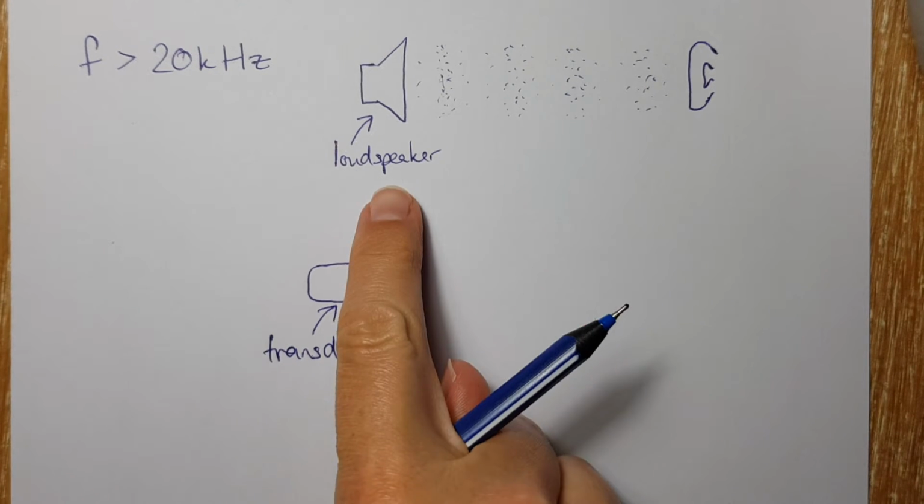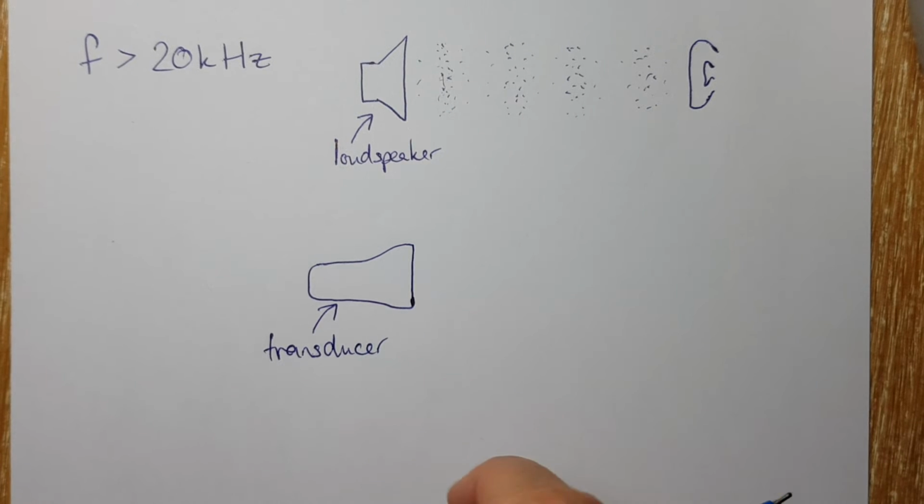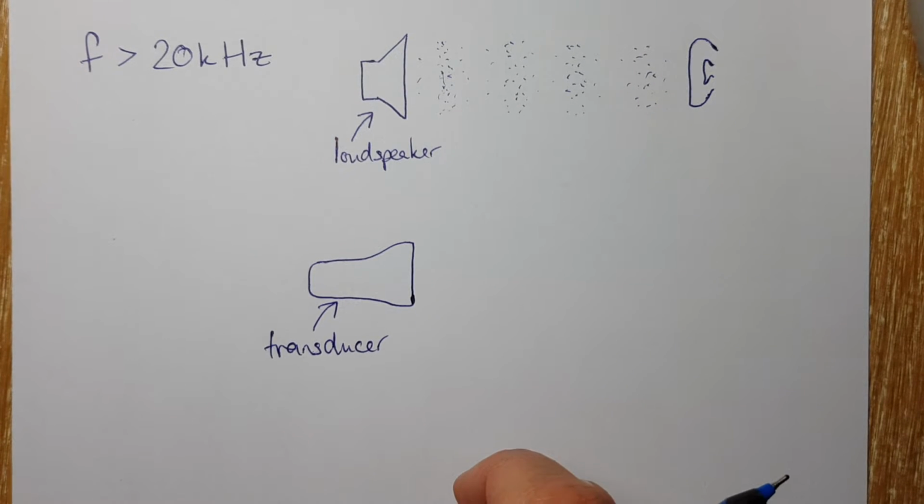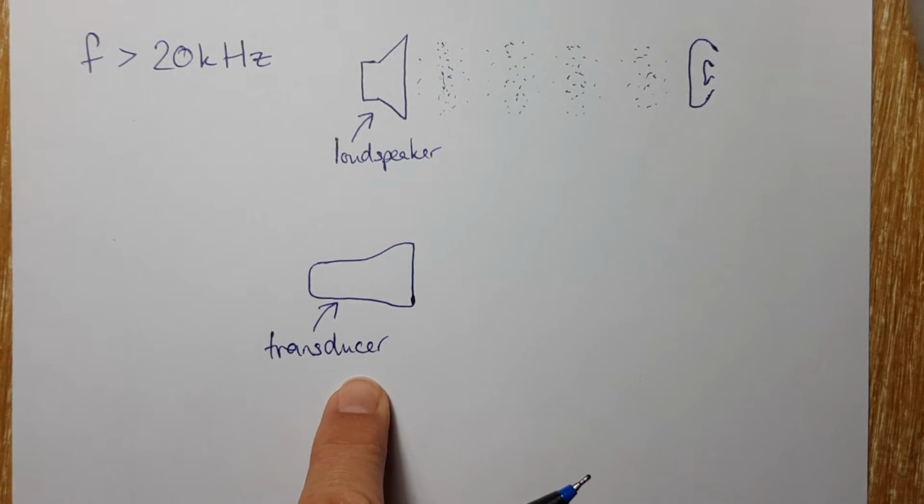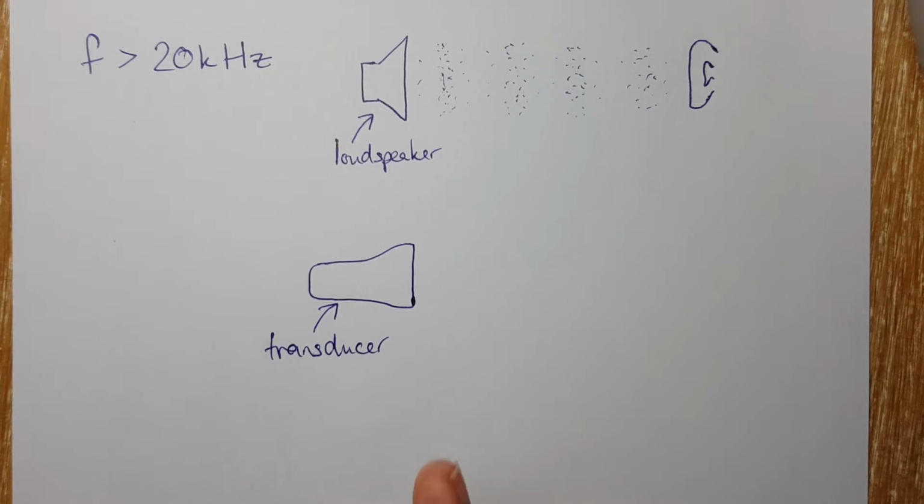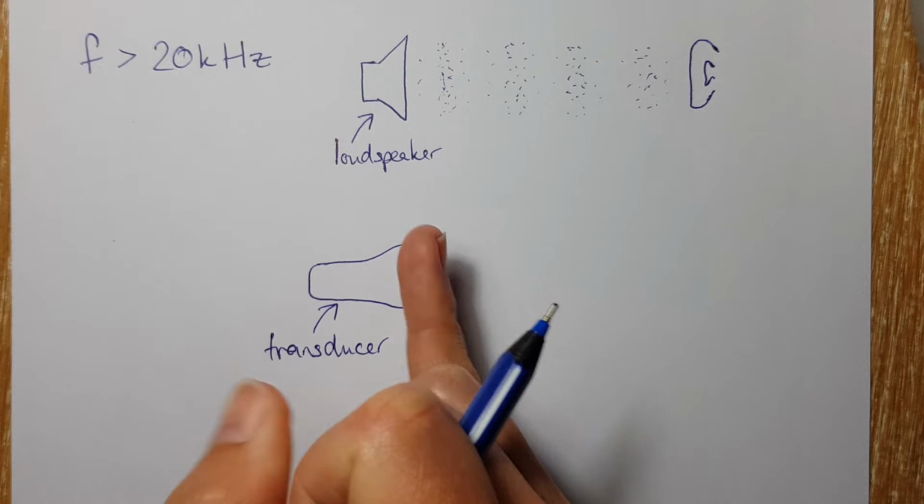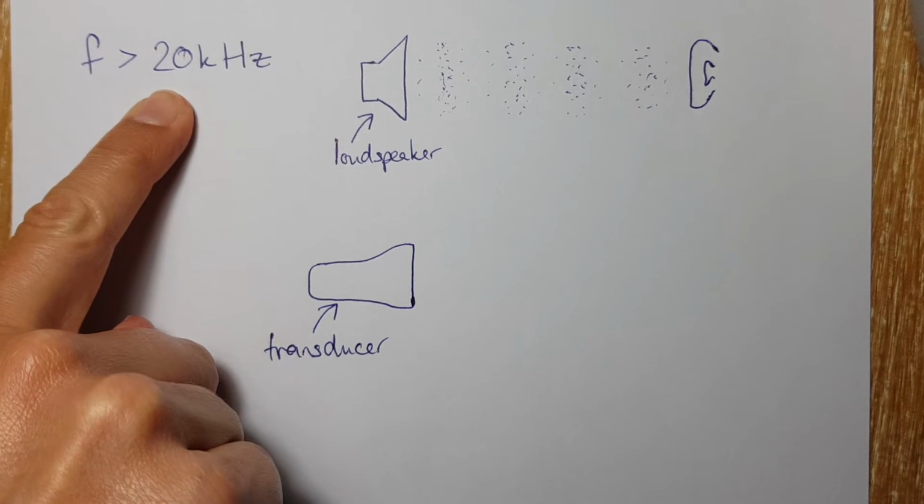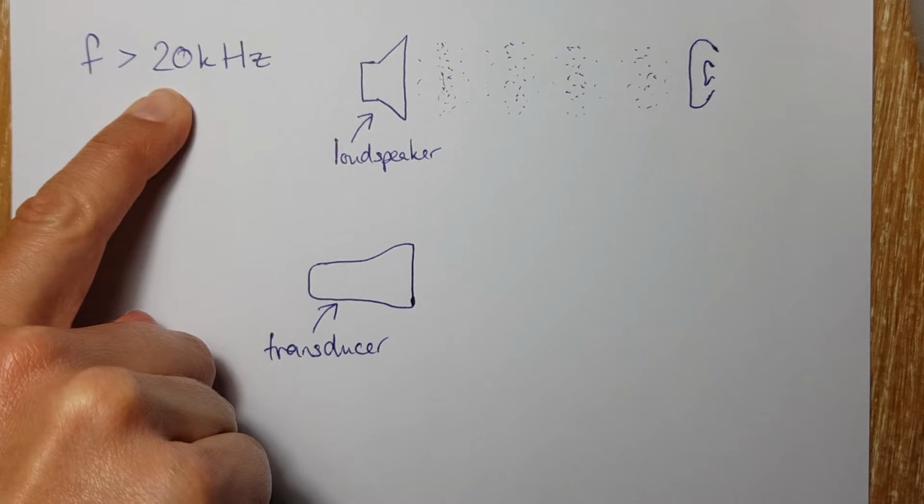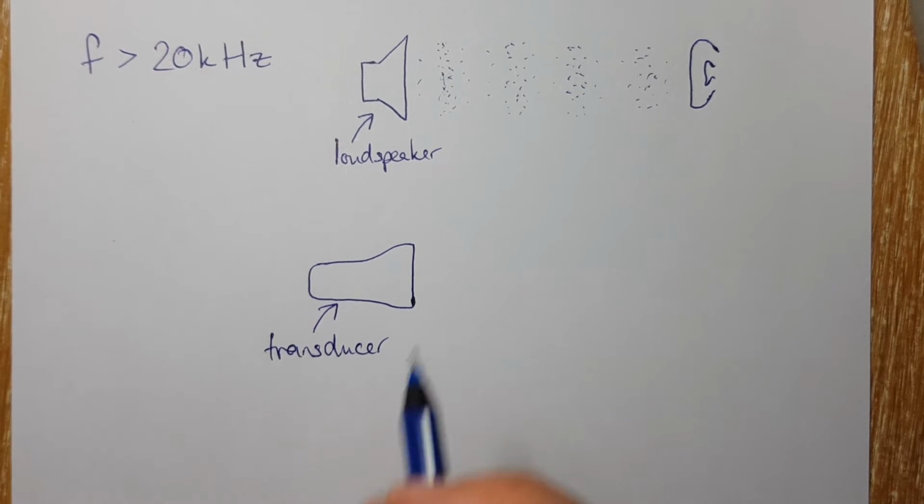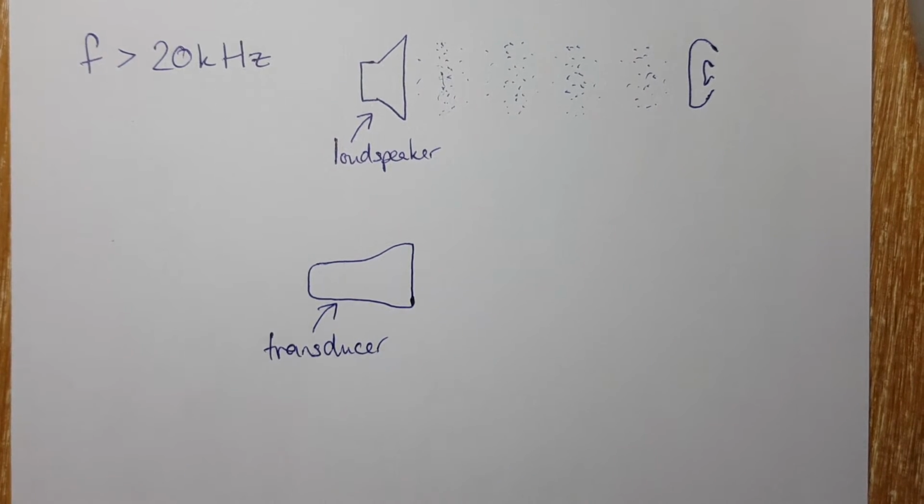Now, whereas a loudspeaker will make sound waves that we can hear, to make an ultrasound wave, we use something called a transducer. And whatever it is that's moving backwards and forwards in the transducer needs to be doing it very quickly to make a sound wave with this high frequency. And the thing that's doing it, the thing that's moving backwards and forwards very quickly, is a piezoelectric crystal.